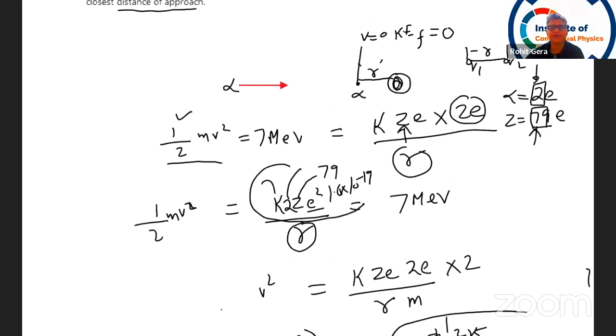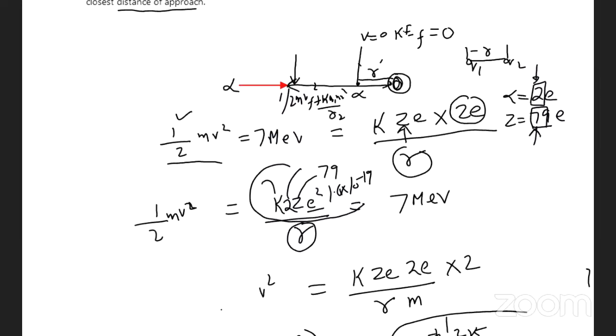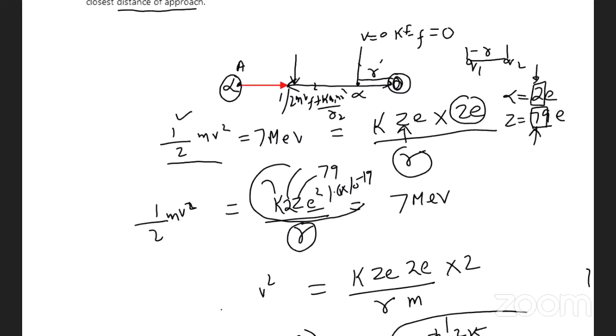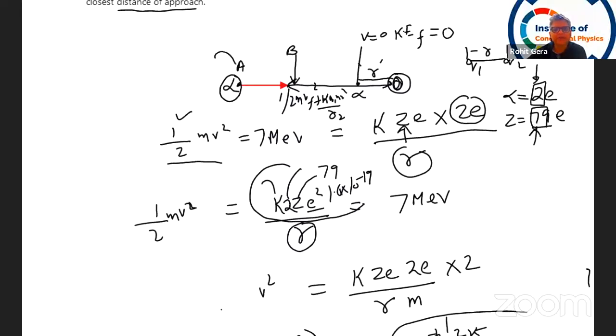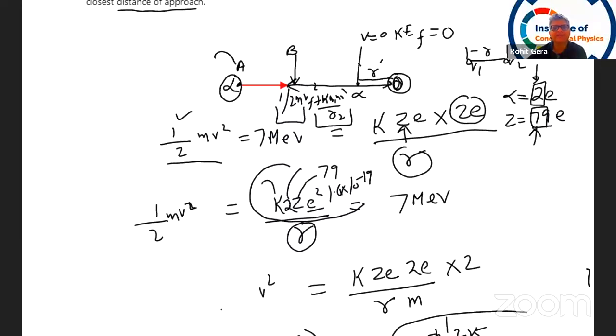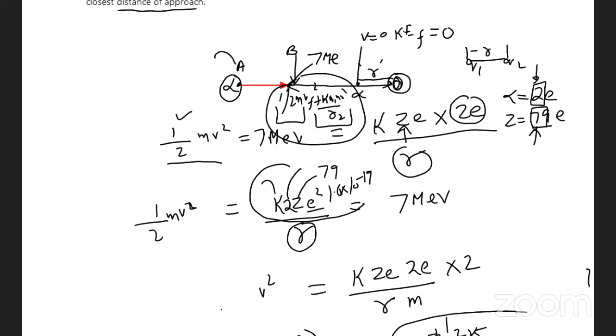During this period, somewhere in the middle at some known distance r2, the alpha particle has both energies because it has slowed down. It has half mv final square plus K q1 q2 by r2, which equals the same as the initial energy. Energy at A is equal to energy at B. The only difference is that this energy has partially converted into kinetic energy and some part has been given to the potential energy. But overall it remains the same. The sum of these two will still be 7 million. It's a conservative field.